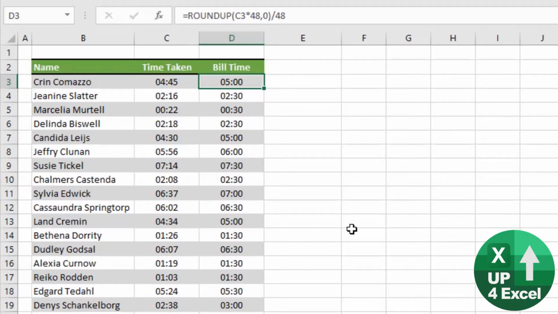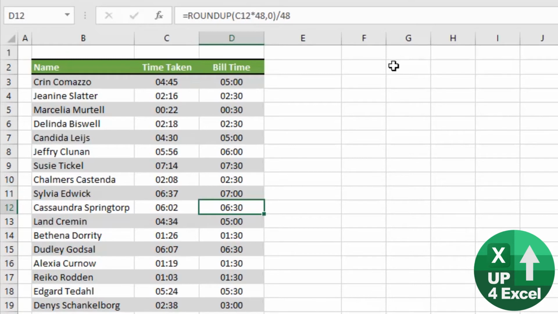Now, I did promise you that I would show you how to build in some tolerance to this. I think, for example, this customer, Cassandra Springtorp, who we spent 6 hours and 2 minutes on her work, I think it would be very unfair to charge her for 6.5 hours there. So we need to be giving her the benefit of the doubt. And let's just say we wanted to build in 5 minutes tolerance on this, so that if we go 5 minutes over, we round down, otherwise we round up.